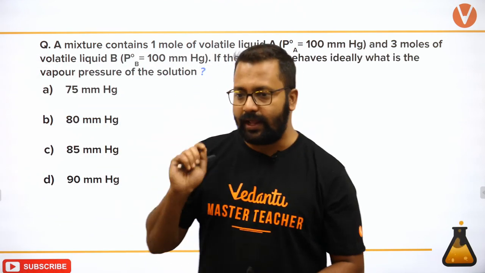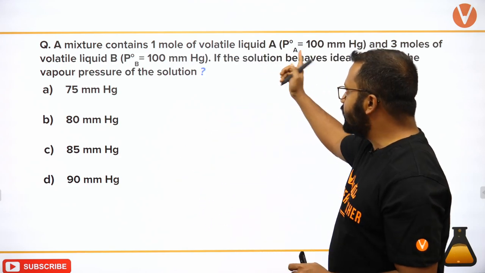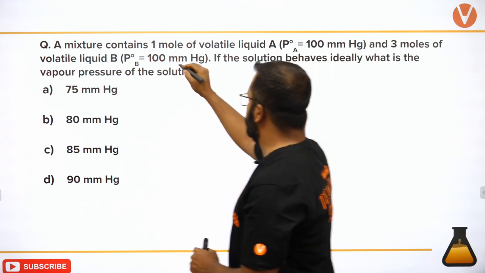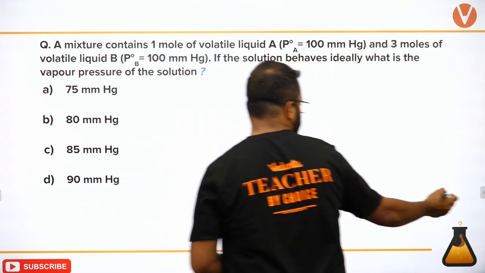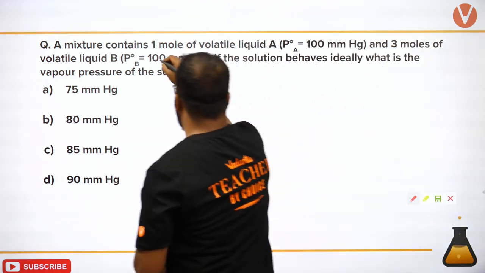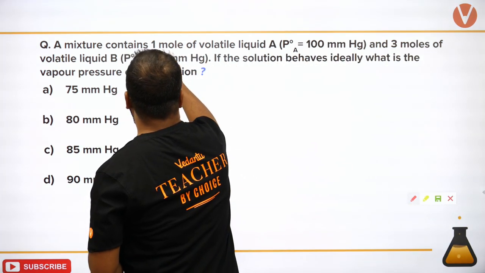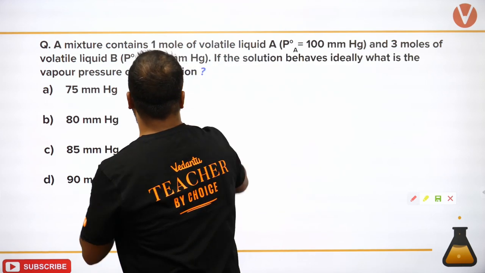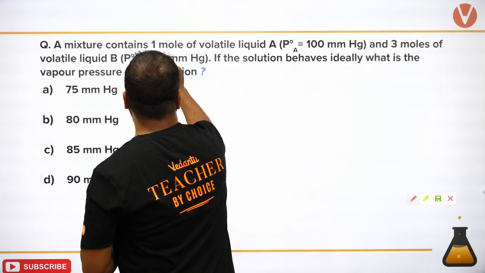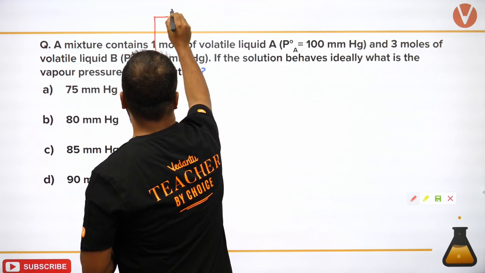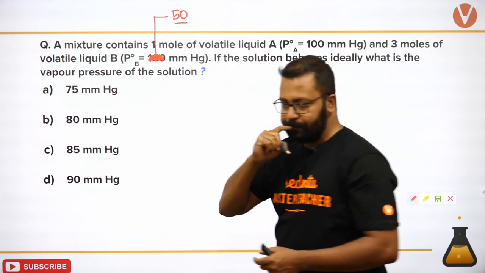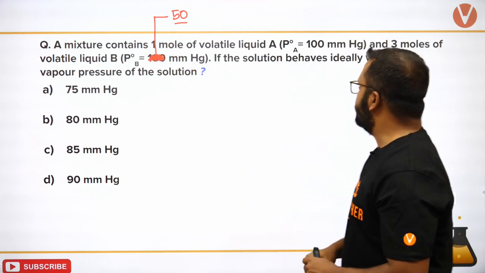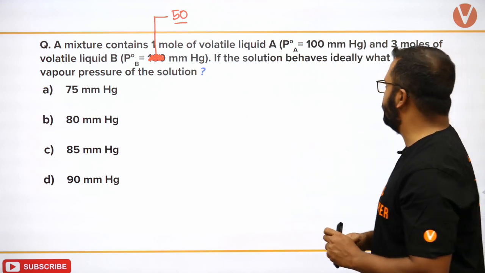1 mole of volatile liquid A, whose vapor pressure is 100. 3 moles of volatile liquid B, whose vapor pressure is... Okay, sorry. You should take this as... I guess 50, probably then only you'll get the answer. Take this thing as 50. Okay? Rather than taking this as 100, you take this thing as 50 and let's see if you are getting the answer.